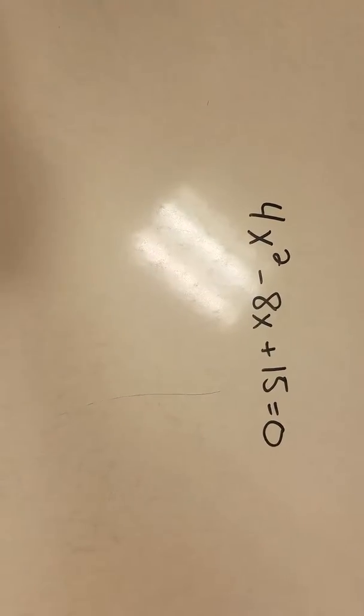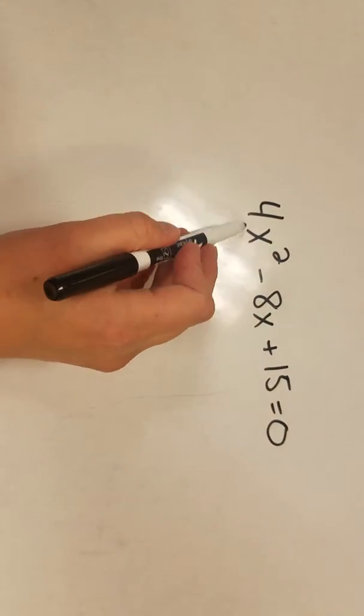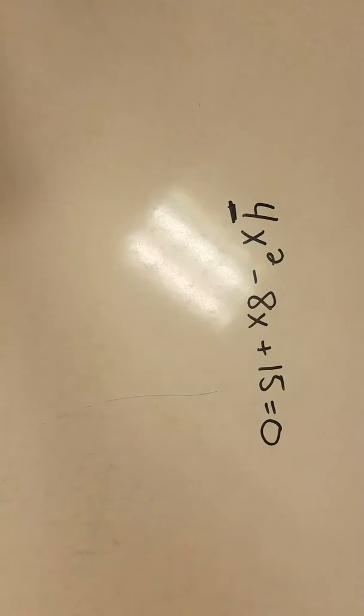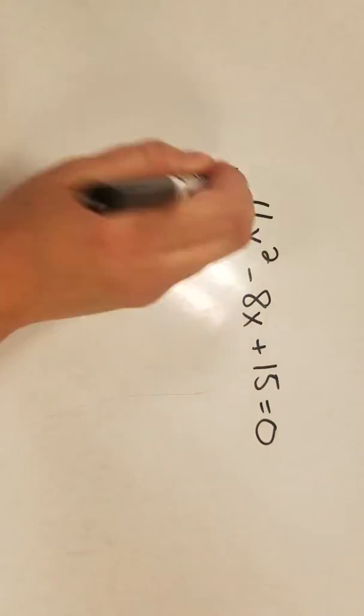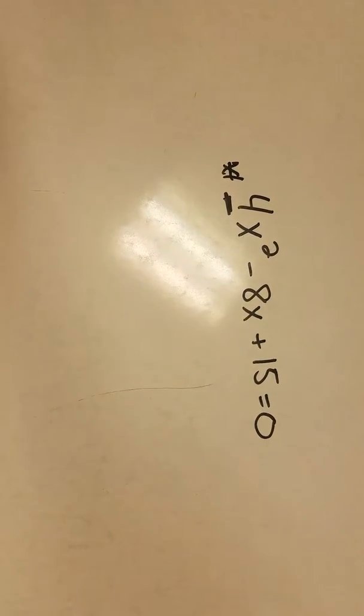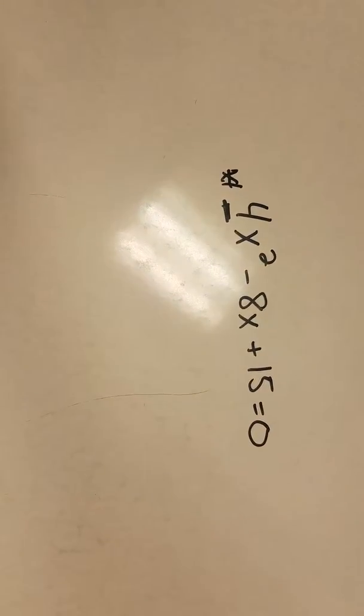Completing the square. So the first thing you'll notice about this problem is the a value is not 1. So that means that we're going to have to do a couple special steps. There's two options. So this is going to be option 1 of factoring out the a.